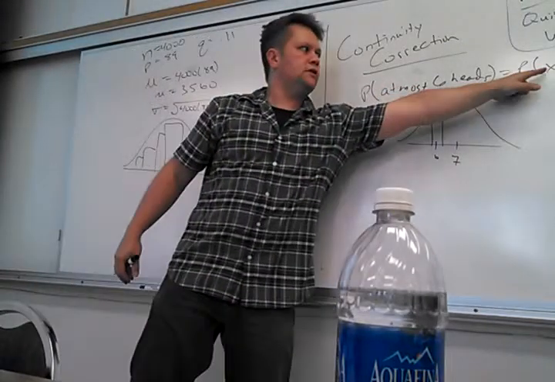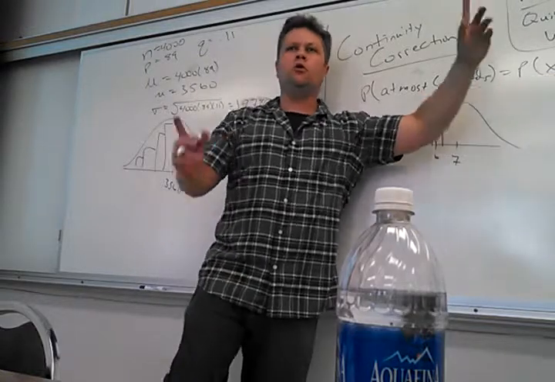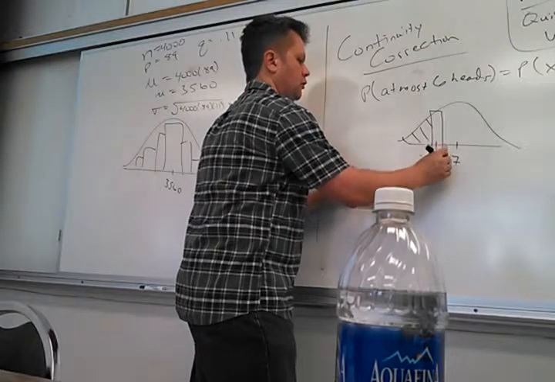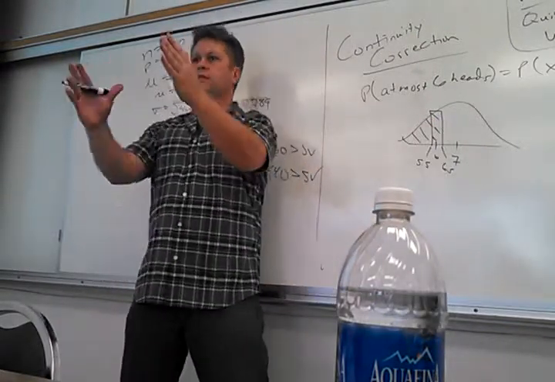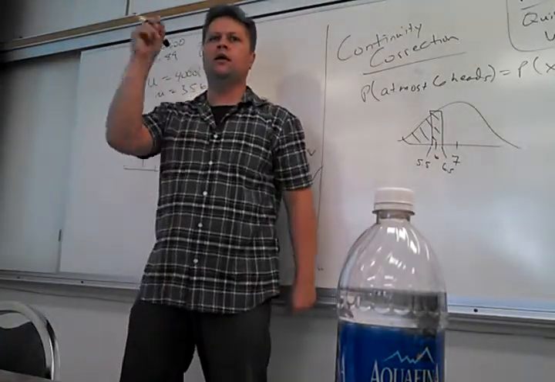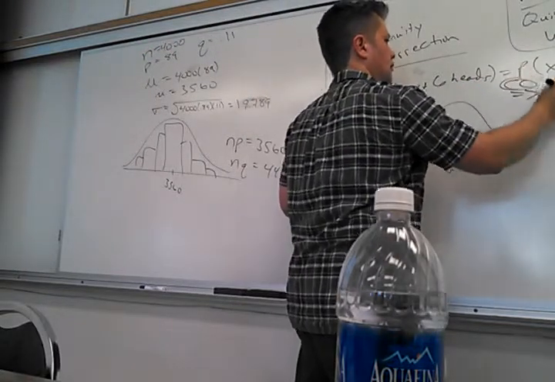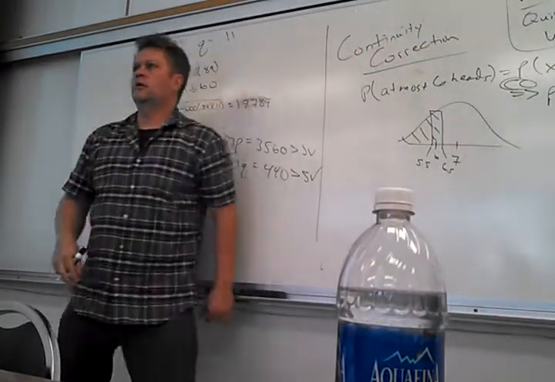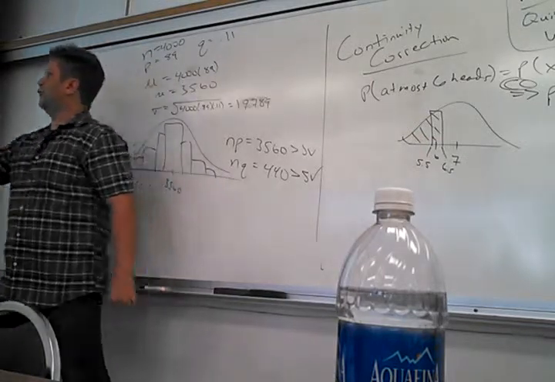Do I want to include 6? In my question, do I want to include 6? So the whole question really is, do I shade up to 5.5, or do I shade up to 6.5? Which one would include 6? 6.5. There you go. So the continuity correction is this one silly step. Change the question into that. That will account for that missing.